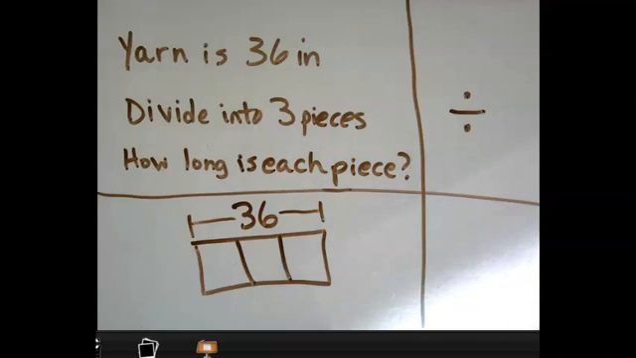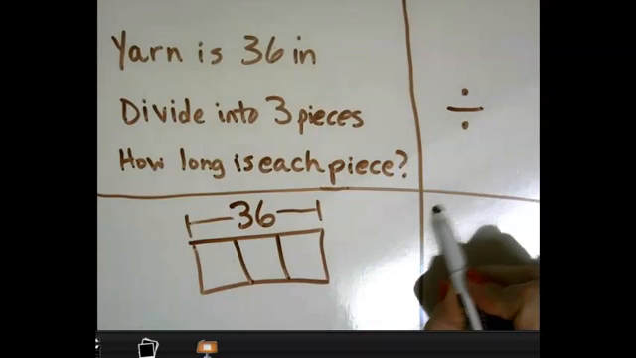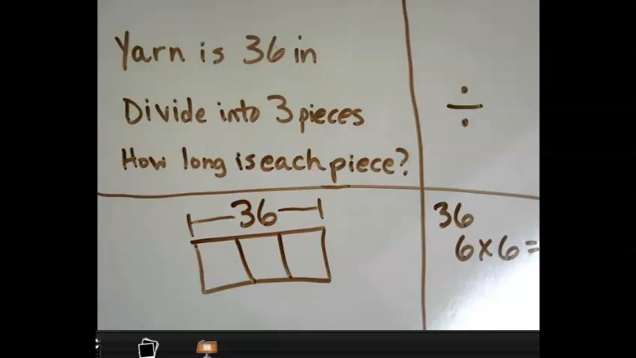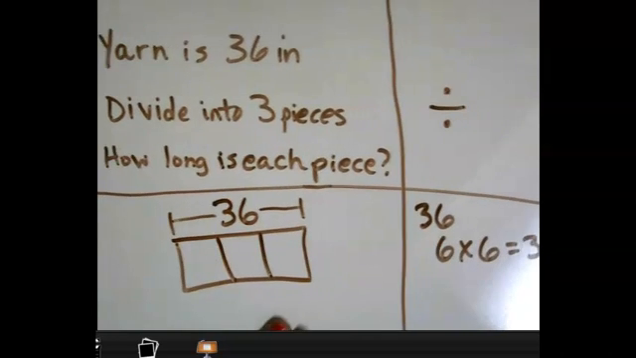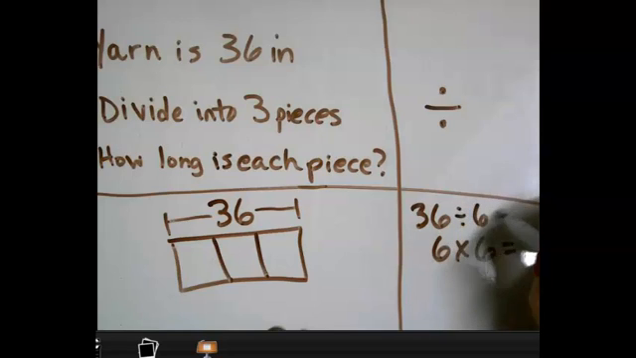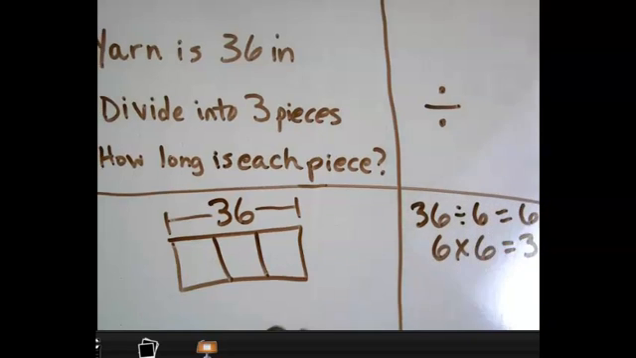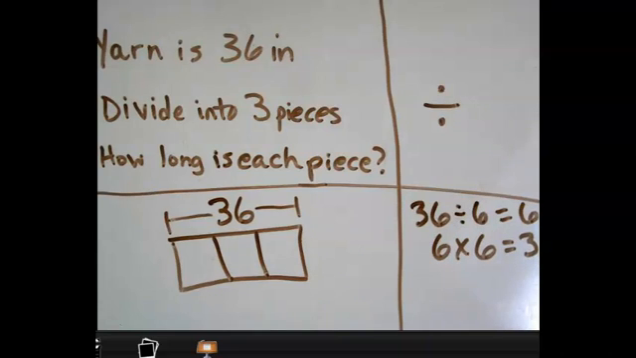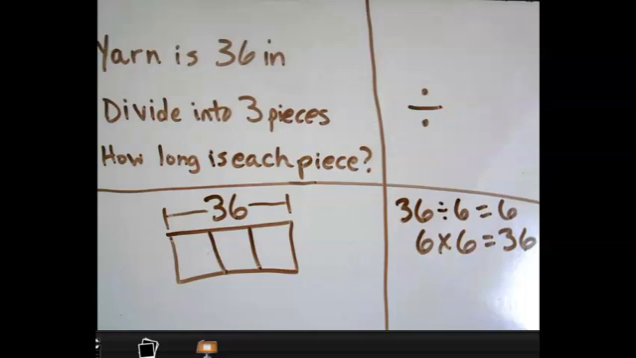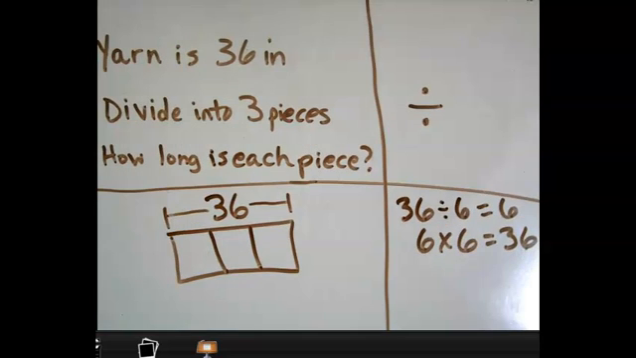So I can do this using fact families. If I know that 6 times 6 is 36, then I also know that 36 divided by 6 equals 6. If I have my multiplication facts memorized, zoom out a little bit, there we go. If I have my facts memorized, then I've already solved the problem.